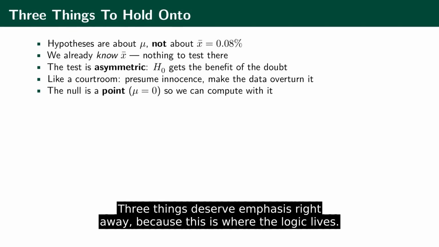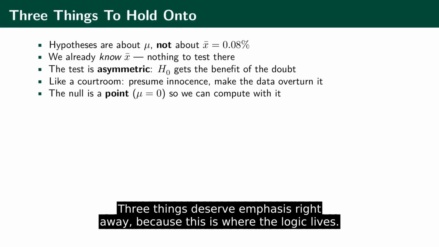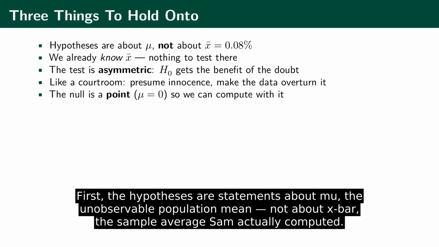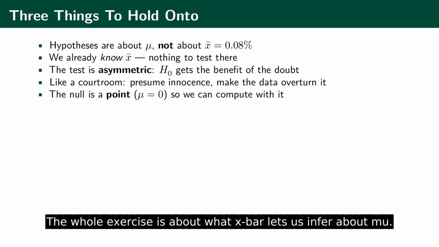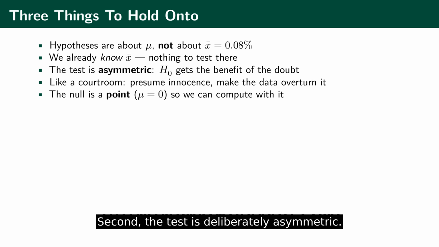Three things deserve emphasis right away, because this is where the logic lives. First, the hypotheses are statements about mu, the unobservable population mean, not about x bar, the sample average Sam actually computed. We know x bar equals 8 basis points with certainty. There is nothing to test about a number we already hold. The whole exercise is about what x bar lets us infer about mu.